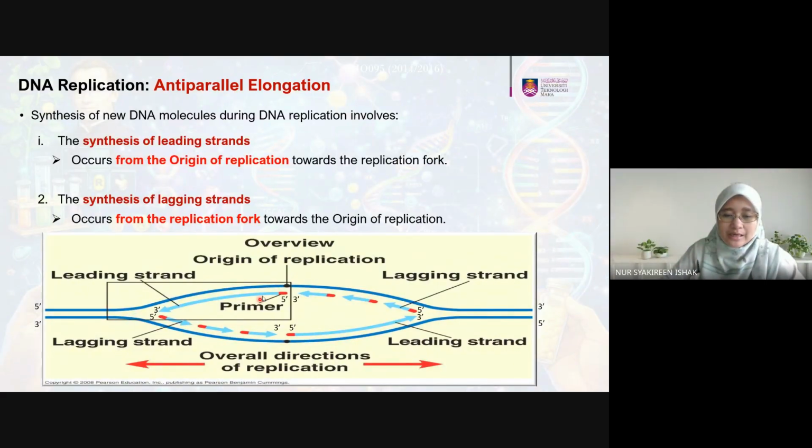And as you can see from this diagram also, the red line here is indicating the RNA primer. The RNA primer will later be removed and replaced with DNA nucleotides by DNA polymerase 1. Once you have removed all this primer and replaced it with DNA nucleotides, you have to join all these fragments using DNA ligase. Each fragment we call an Okazaki fragment. The joining of Okazaki fragments by the DNA ligase forms the lagging strand.